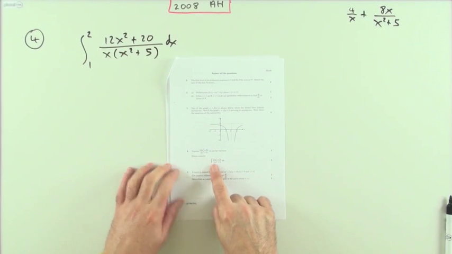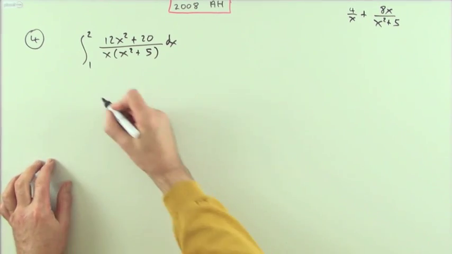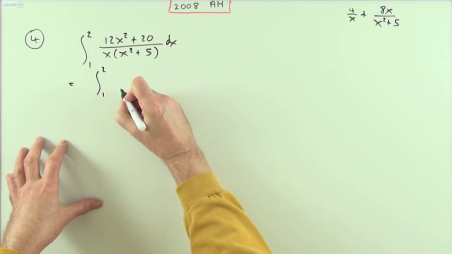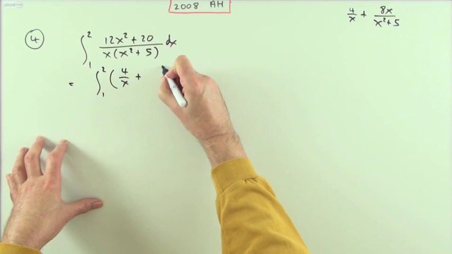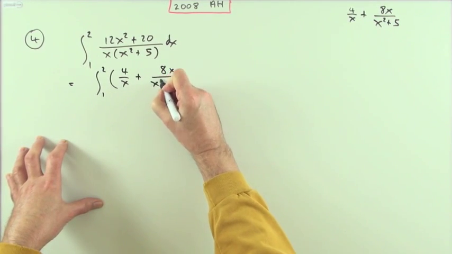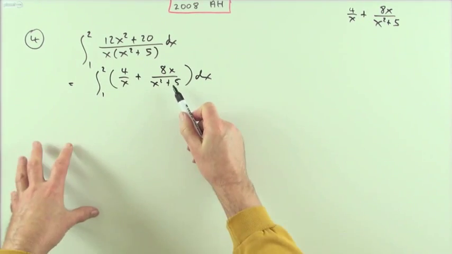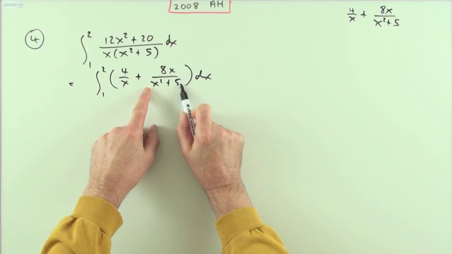Then the second part, hence evaluate this definite integral. Well, obviously, I'm going to insert that instead of that. So I've got the integral from 1 to 2 of 2 parts. 4 over x, which is an obvious log, plus 8x over x squared plus 5 dx, which is another log that you can do by inspection as soon as you notice that the top is related to the derivative of the denominator.